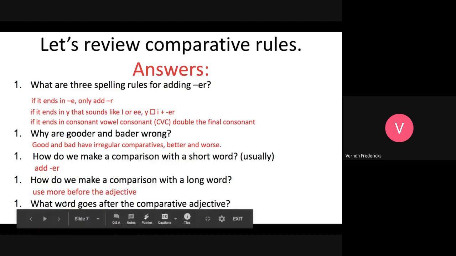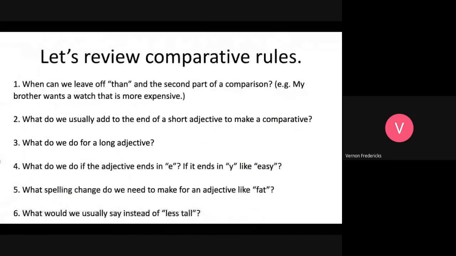Okay, let's continue on to the next slide. Here are some more rules. Question number one. When can we leave off than and the second part of the comparison? Example: my brother wants a watch that is more expensive. When should we not use than?